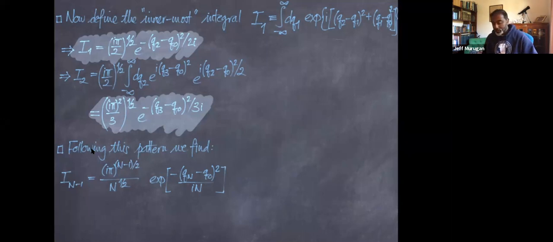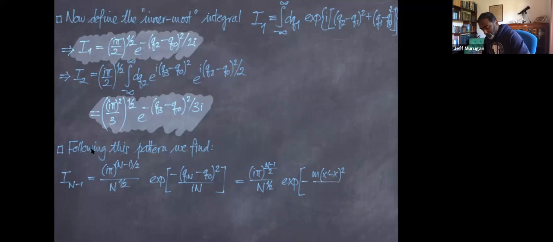Or in terms of our original variables, the x's and not the Q's, this would be (i pi to the n minus 1 over 2) over n to the half times the exponential of minus m times (x prime minus x) squared over 2 epsilon n times i.